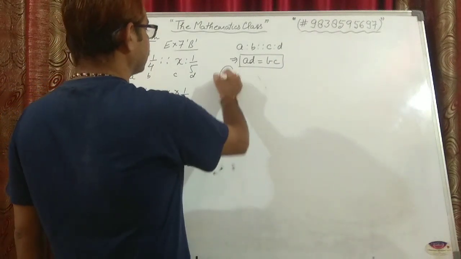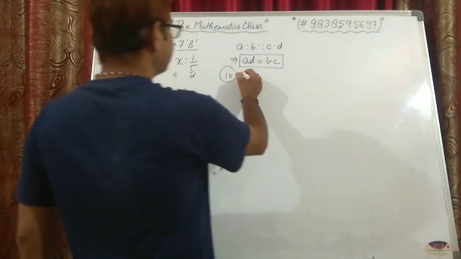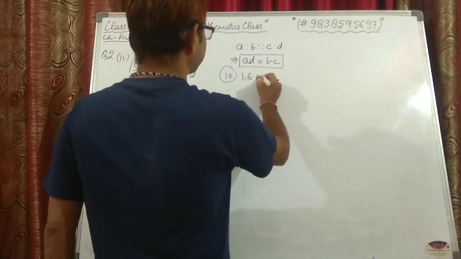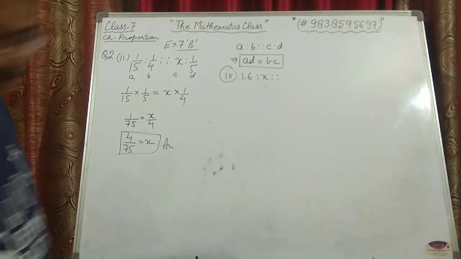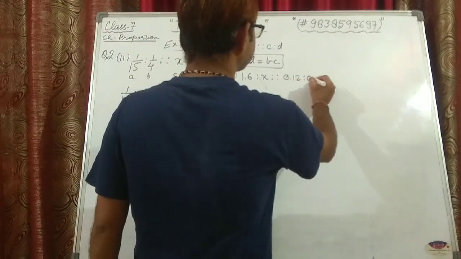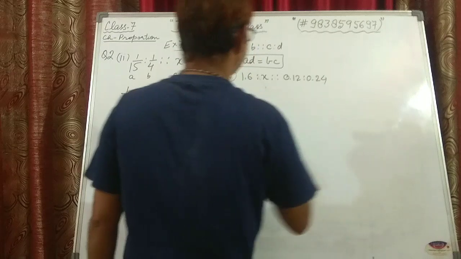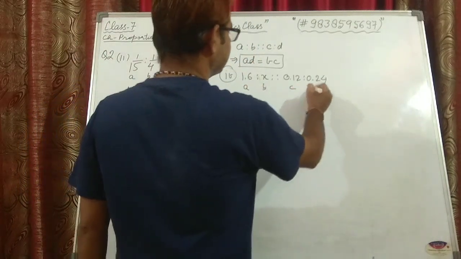Now we move on to the fourth part. Fourth part is 1.6 is to x as 0.12 is to 0.24. So again we'll use, this is A, B, C, D.